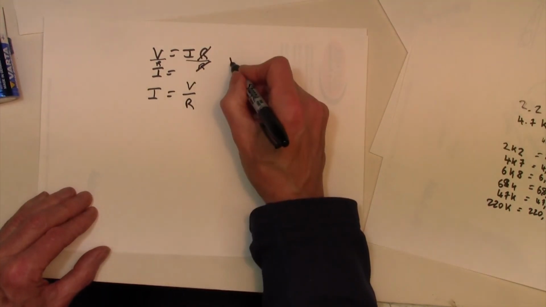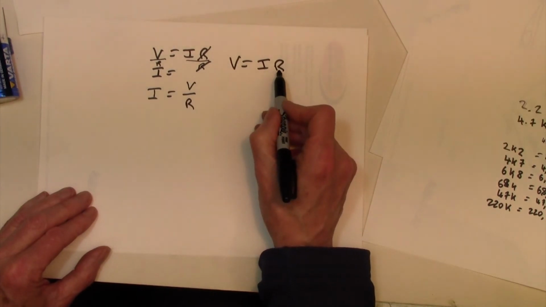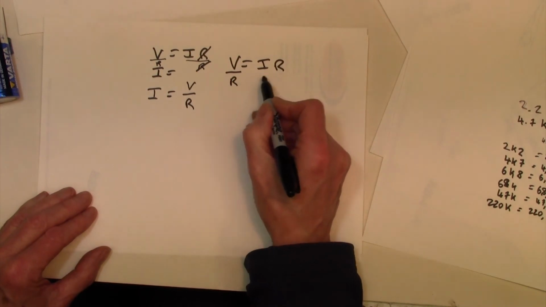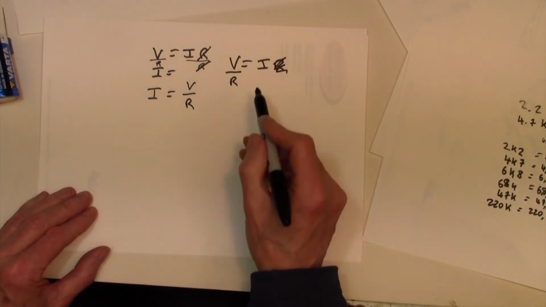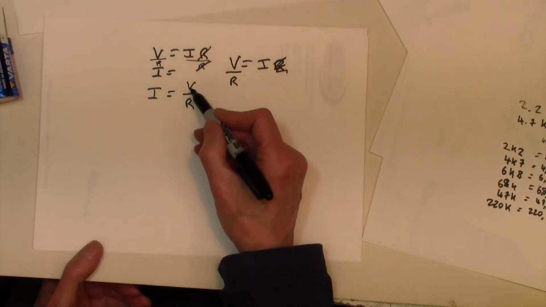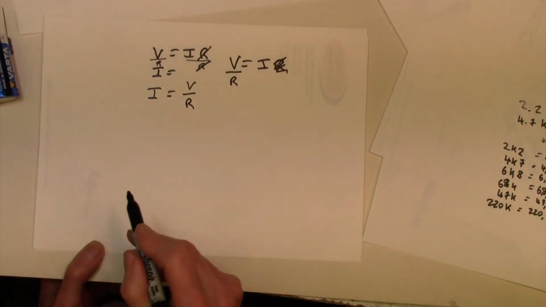Or putting it another way, a simpler way, we wanted to get rid of the R. We take it down underneath here and get rid of it from that side. I equals V over R. So if you know the voltage and the resistance but want to know the current, that's the formula you use.